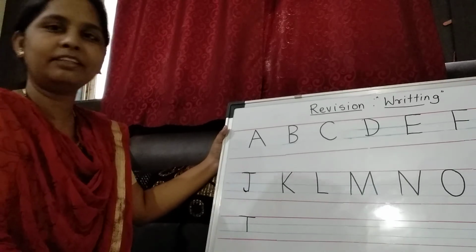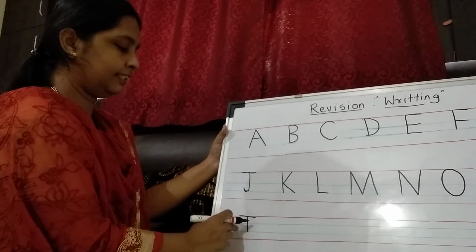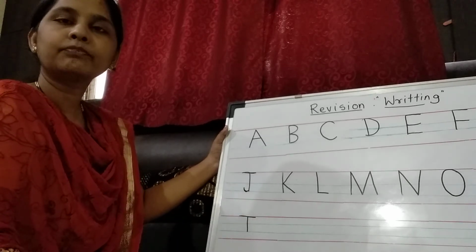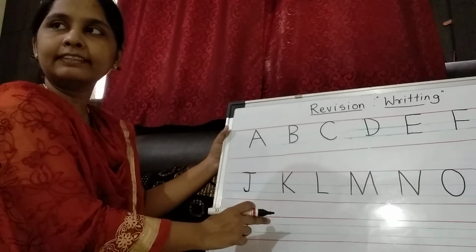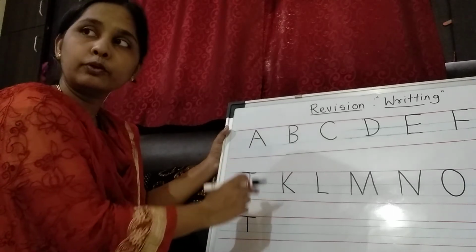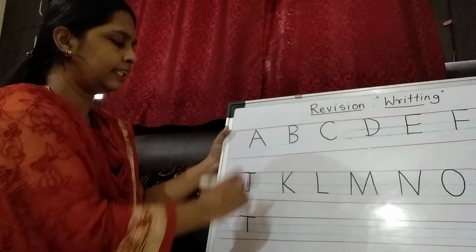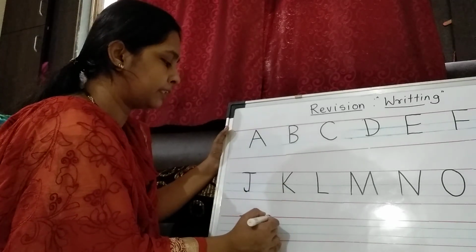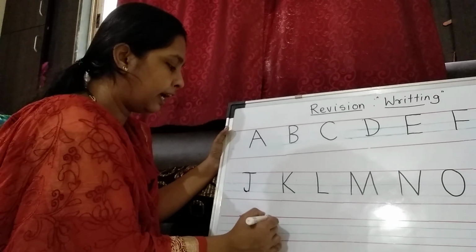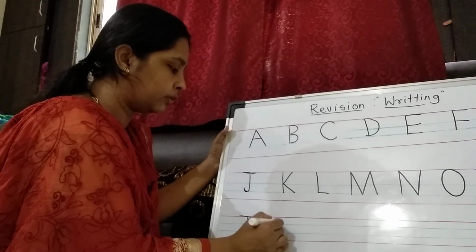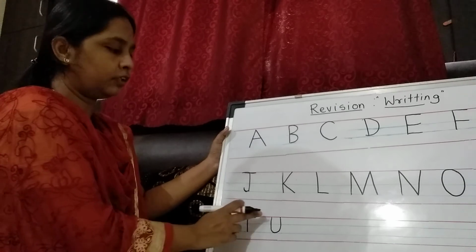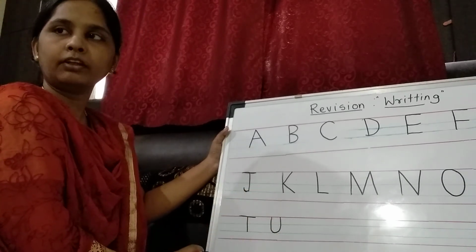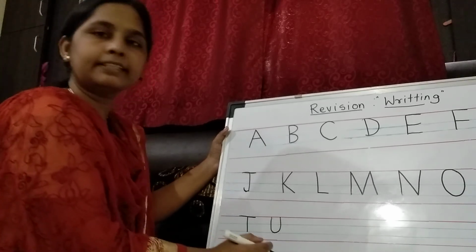Very good. You also done? Very good. S, T. After T, next is? After T, next is? S, T, U. U. So keep your pencil on the red line, and then draw U. Go down and go up. Keep your pencil on the red line. Go down and make a half circle. U. Okay? After U, next is?